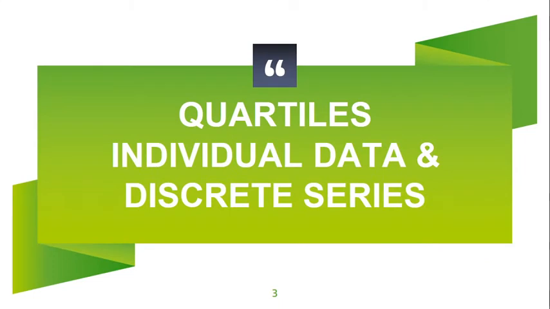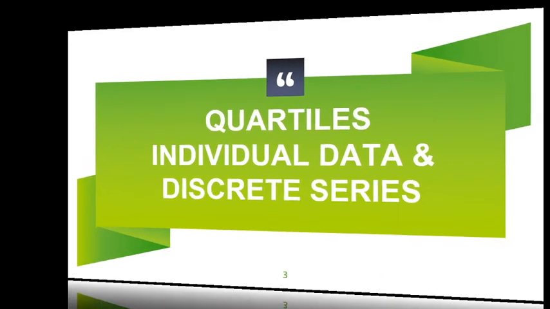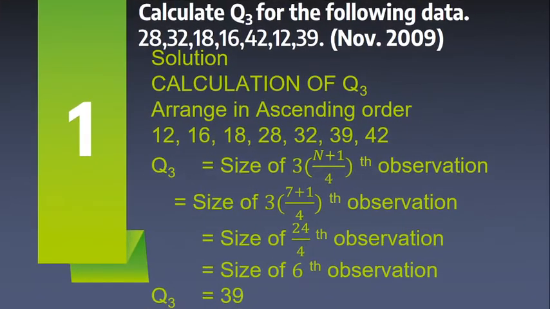So quartiles divide the data into 4 equal parts. There are 3 quartiles, Q1, Q2 and Q3. These 3 quartiles divide the data into 4 equal parts. Now we will be seeing individual data and how quartiles are being solved.